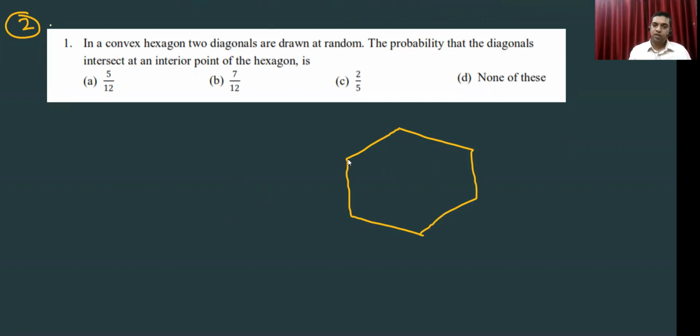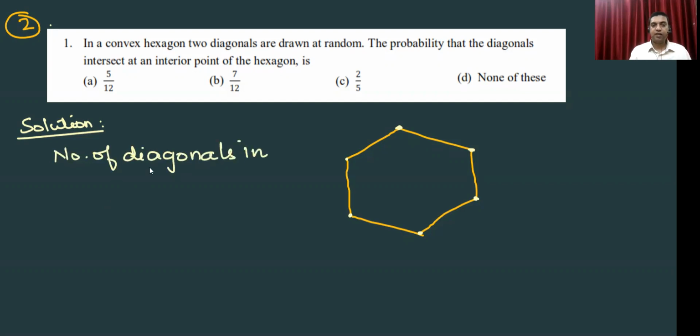Now, first of all, we have to identify the total number of diagonals of a hexagon. From the total number of diagonals, we have to select any two. Say, the number of diagonals in a hexagon.